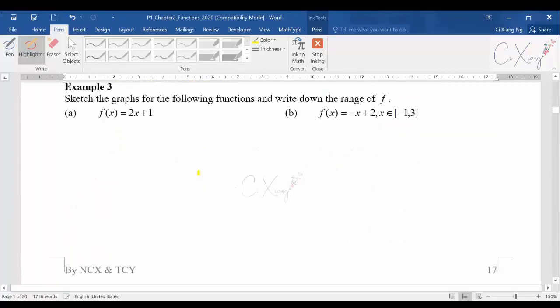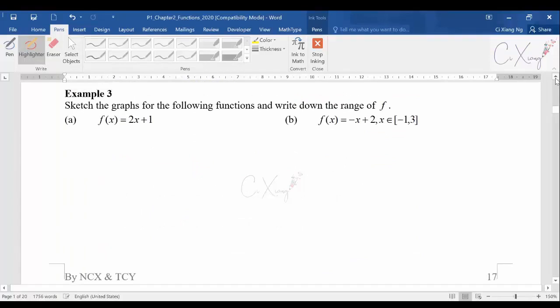If you want to test whether you really understand the concepts of transformation that we learned before, you can try to pause the video first and complete the examples first, and come back only to check your answer and listen to the explanation if you cannot get the answer correctly. Let's start with example 3. For this example 3, they want you to graph and also write down the range.